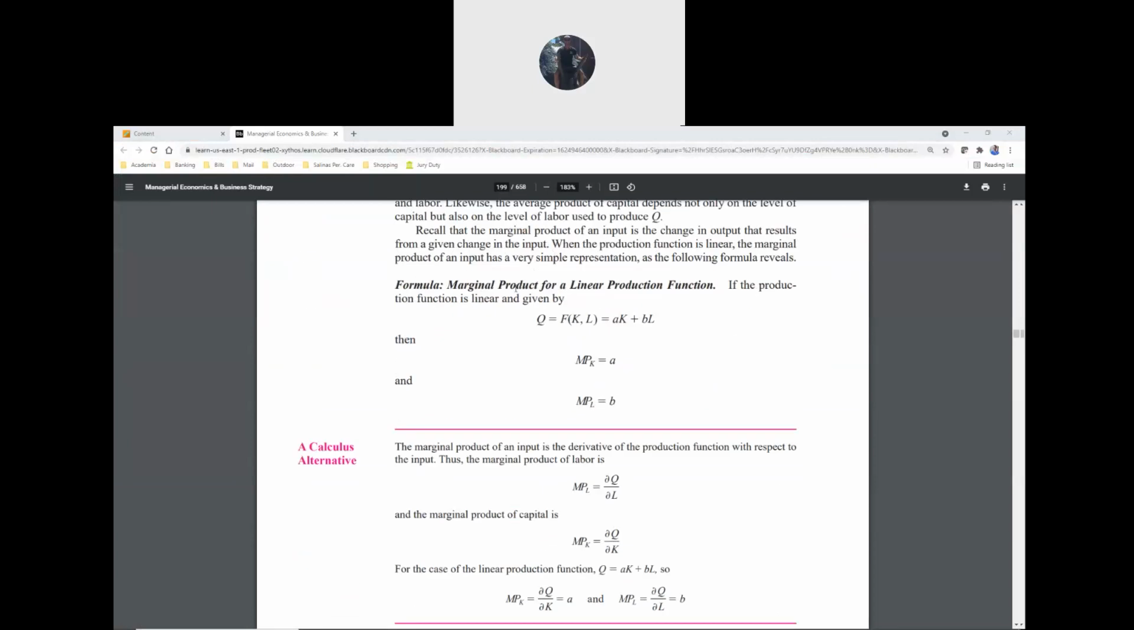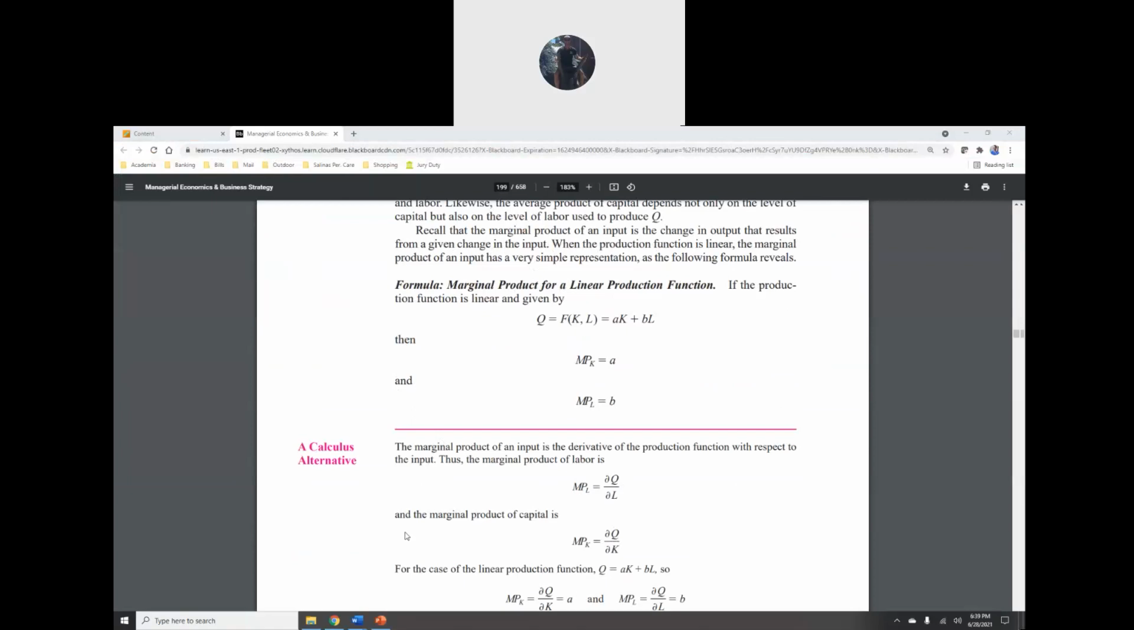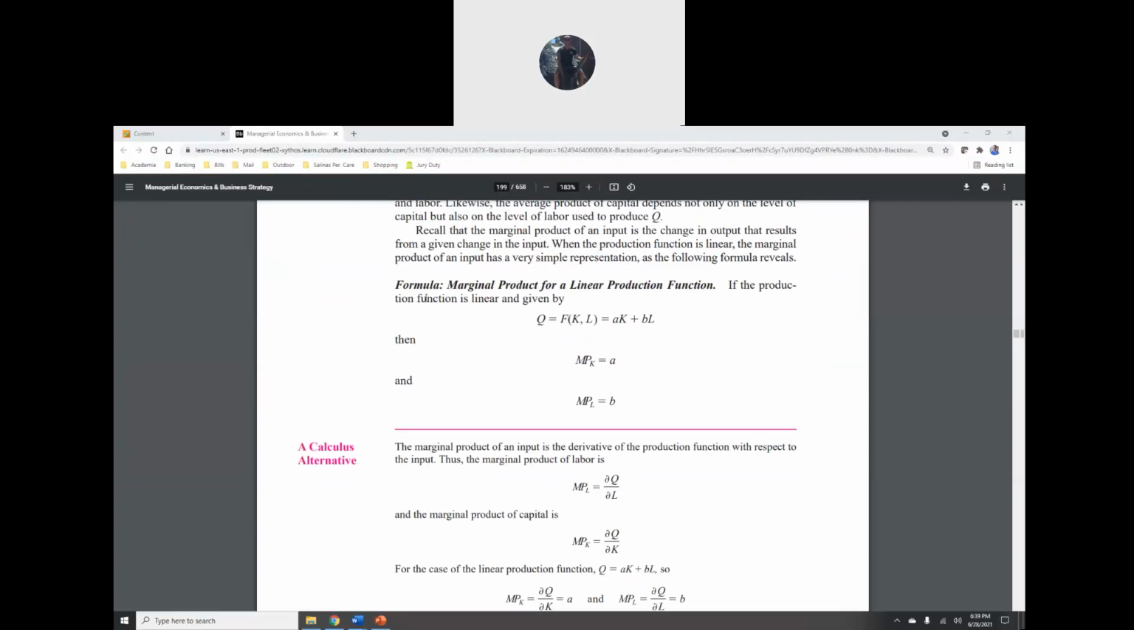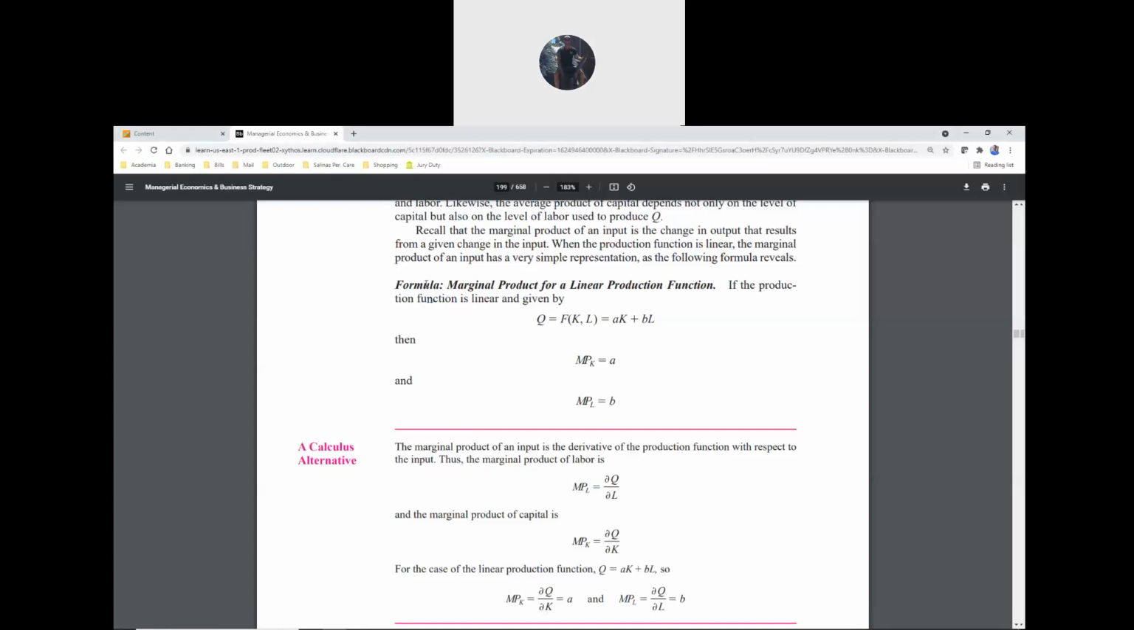Okay, so in the text, if you purchase the textbook, or you can just look at it here, if you're not up on your calculus, there's a formula for each of these. Sorry, question?